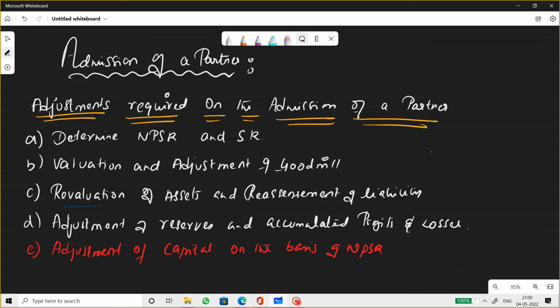The third one is revaluation of assets and reassessment of liabilities. Fourth one, adjustments of reserves, accumulated profits and losses. So these are the four main topics that we need to cover before we start a full-fledged sum. And after that, the adjustment of capital on the basis of new profit sharing ratio.